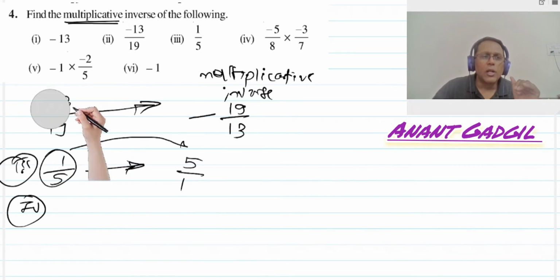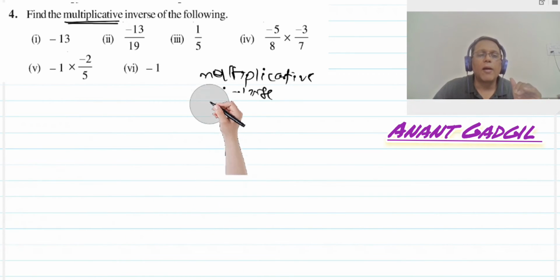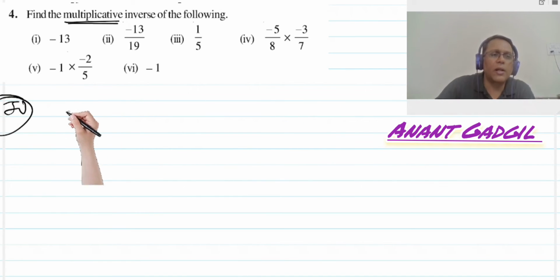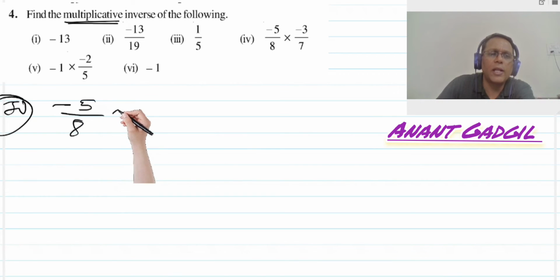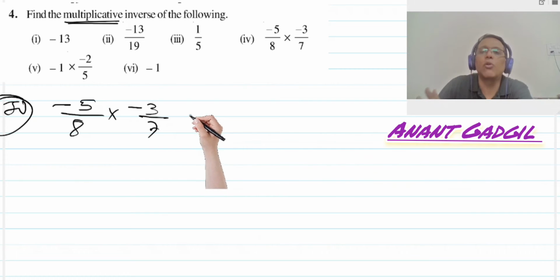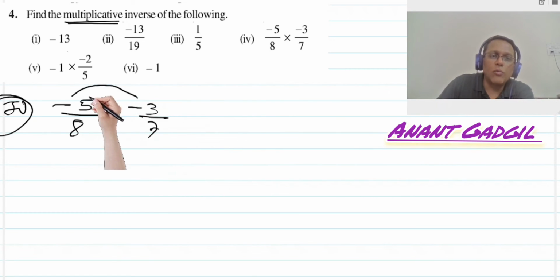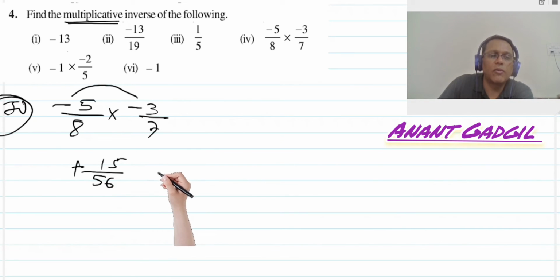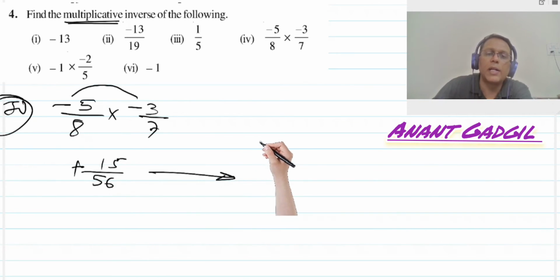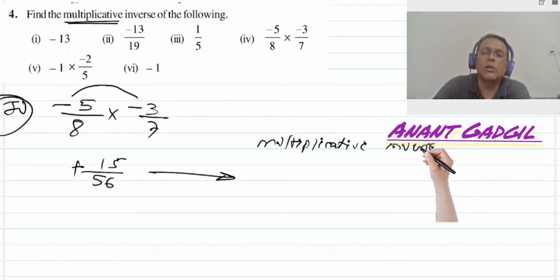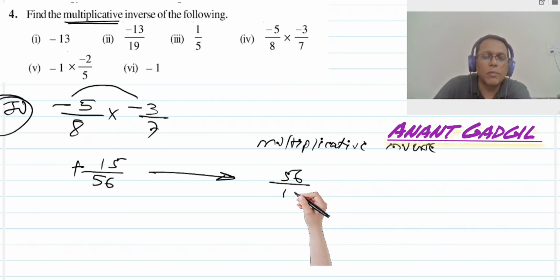Now to find the next number, the multiplicative inverse of the next one, this is a little bit of a tricky question, not much difficult. Minus 5 by 8 multiplied by minus 3 by 7. First of all, we will solve this one. So minus into minus becomes plus, 5 times 3 becomes 15, 8 times 7 becomes 56. Now we are going to write the multiplicative inverse of this number. Multiplicative inverse. So 15 by 56 will become 56 by 15.